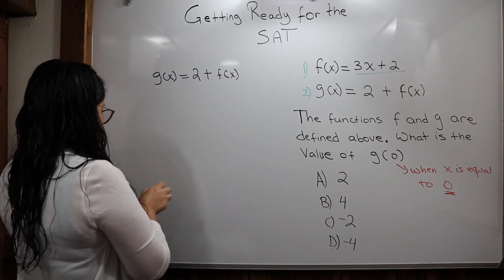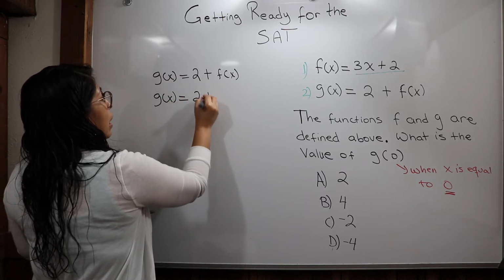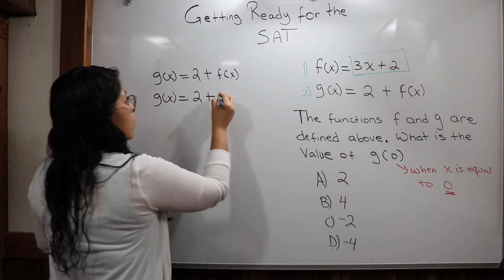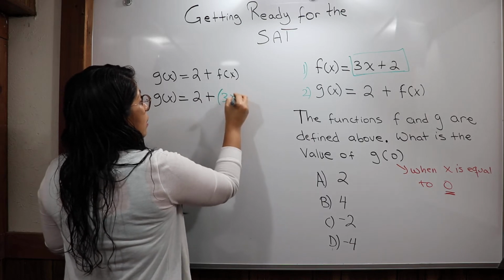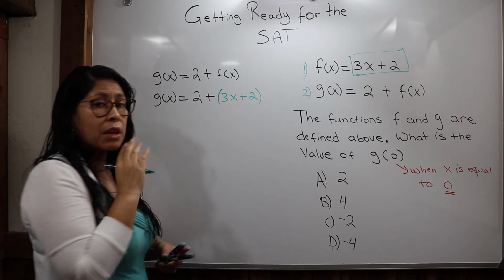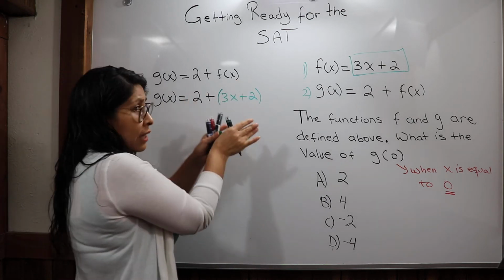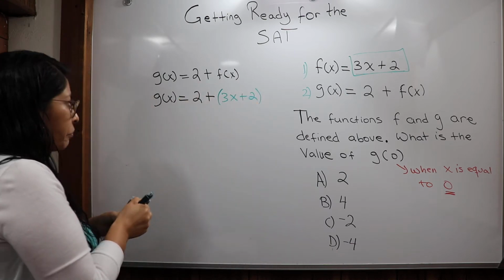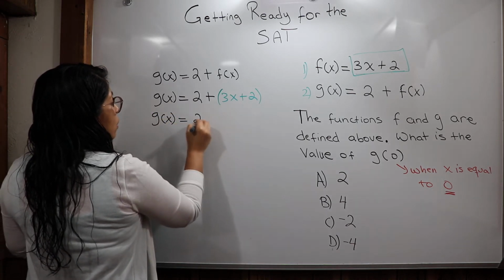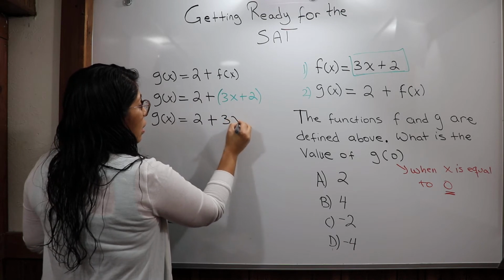So I'm going to keep moving right here, and I'm going to say that g of x equals 2 plus f of x. What is f of x? It's going to be this right here, so it's going to be plus 3x plus 2. What I did here is I put a parenthesis around the function because sometimes the sign before that is going to be a minus and everything is going to change. So to be safe, make sure to put a parenthesis there. So g of x equals 2. Now, since I have a plus here, nothing is going to change, so I need to rewrite that. It's going to be 3x plus 2.